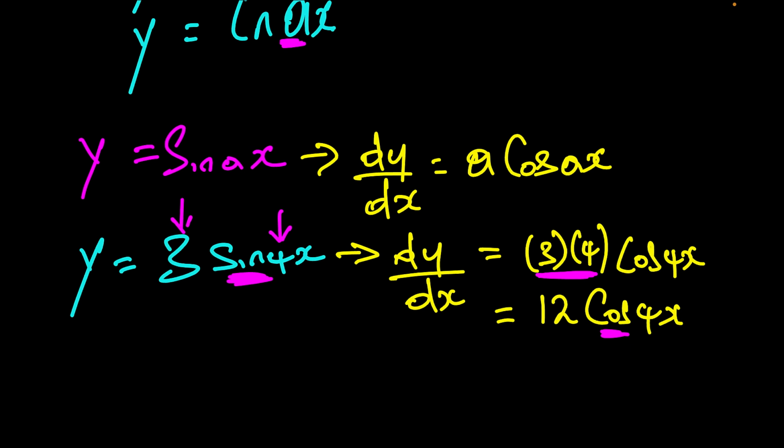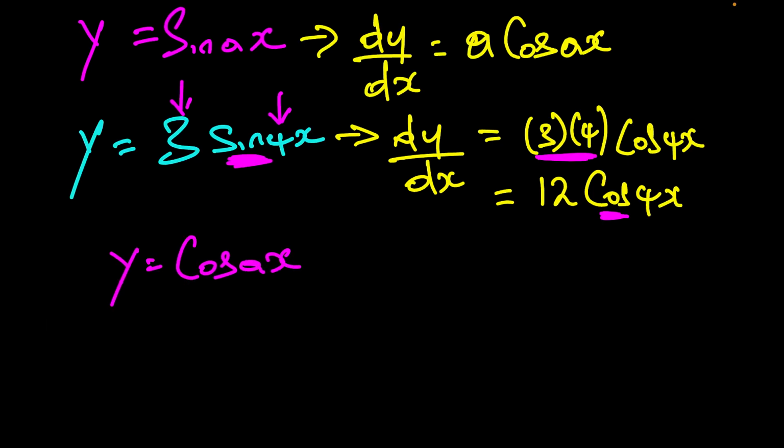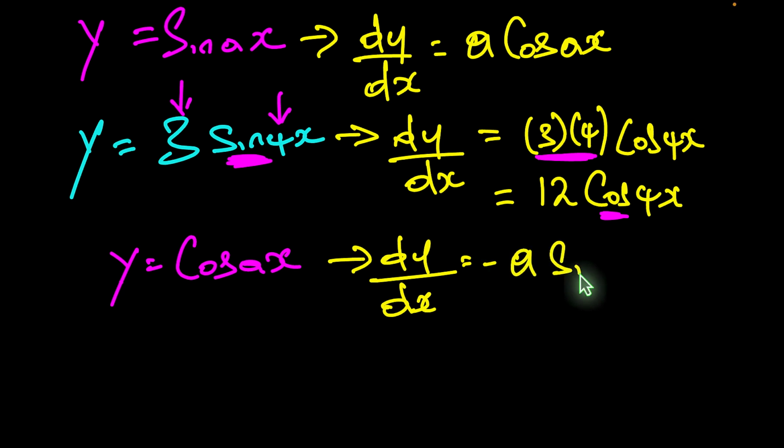Now let's look at the second case where we have cos ax as our function. So for y equals cos ax, the differential equation for that is dy dx is going to be equal to, in this case we have a negative here, so negative a sin ax. And let's look at this with an example now, because that always tends to cement everything.